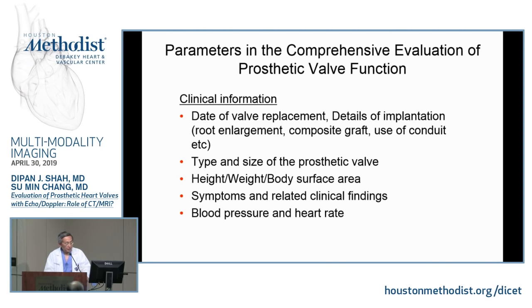About if the root was enlarged, what kind of graft or conduit, and the size of the prosthetic valve. Other clinical information that we need to collect is the height, body surface area, symptoms, clinical findings, and importantly, blood pressure and heart rate.